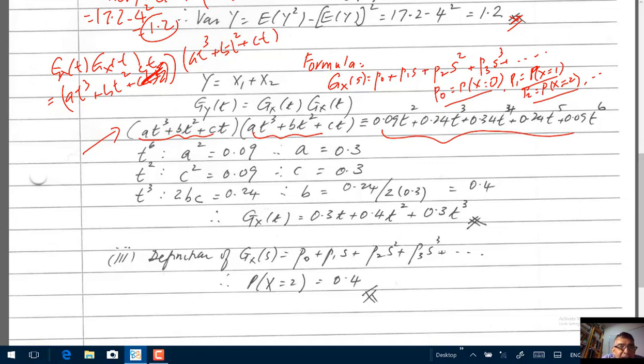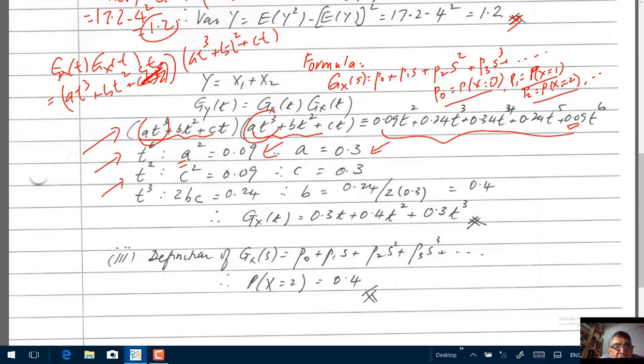Now what I did next was I looked at the coefficient of t to the power of 6. How do you get t to the power of 6? It'll be this term here multiplied by this term here. That's the only way to get t to the power of 6. So I'll have a times a, which is a squared. What do I have here? 0.09. So a squared is 0.09, and I'll get a is 0.3. Done.